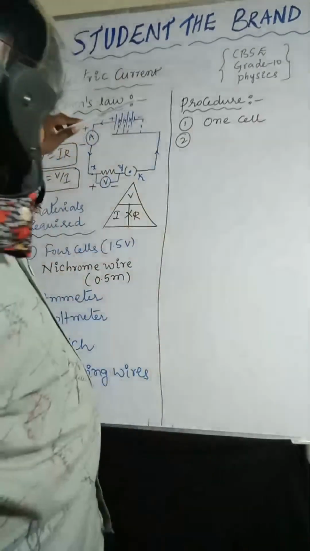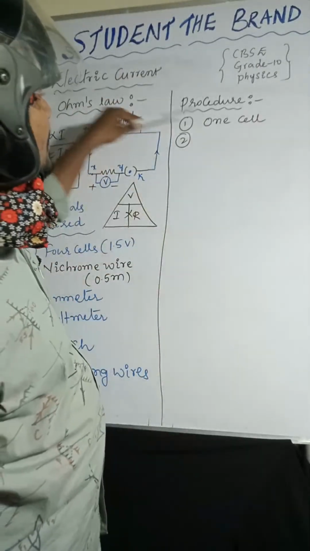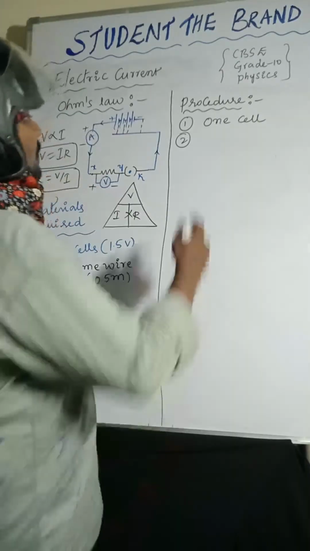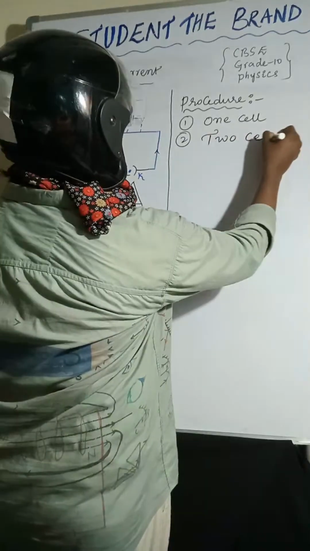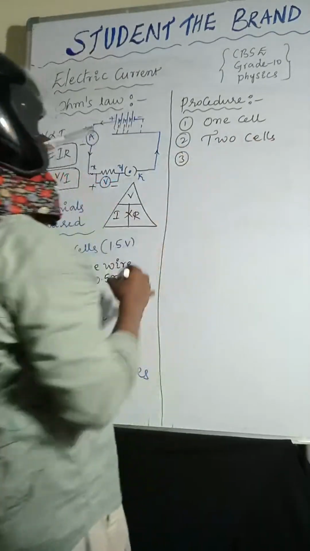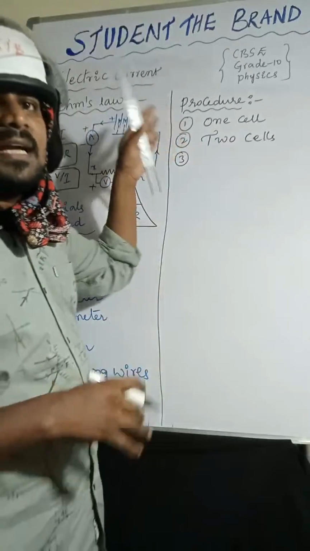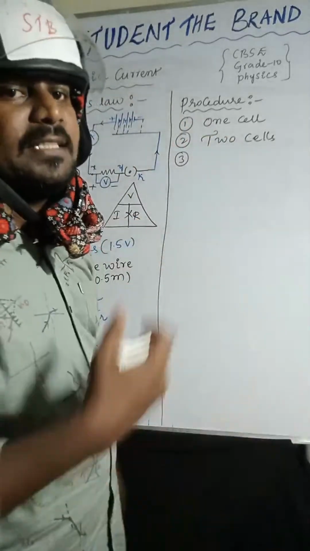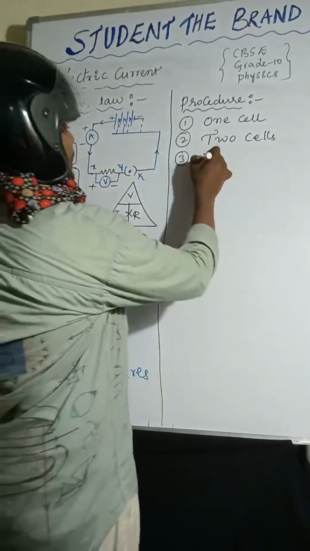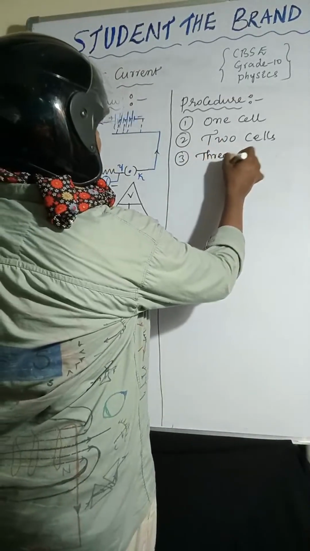First you connect one cell, note down the reading of ammeter and voltmeter. Then connect two cells, and note down the reading of ammeter and voltmeter. Next, connect three, and repeat the process for 3 and 4 cells.